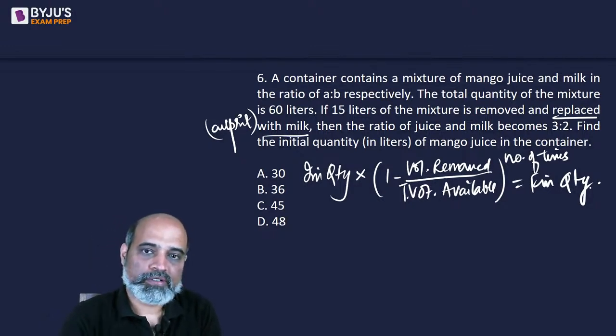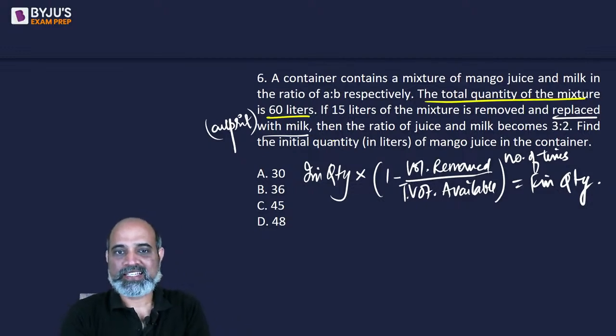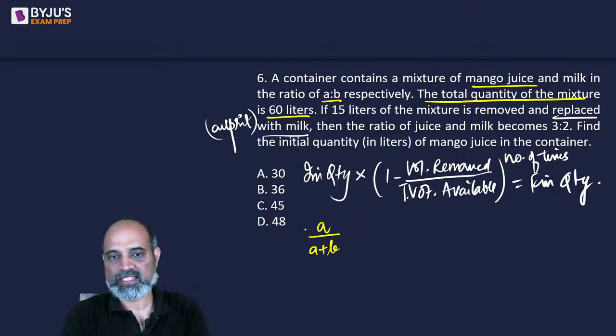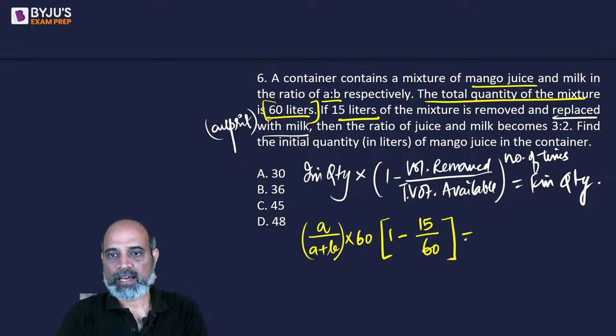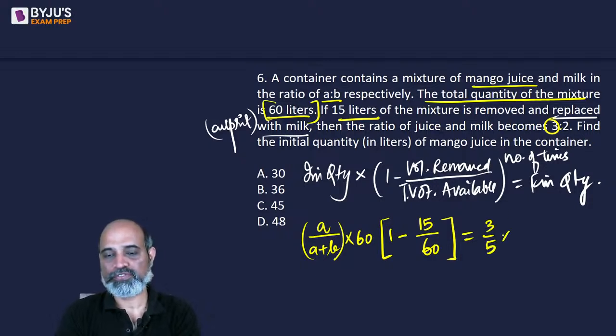So the total quantity of the mixture is 60 liters. And we had mango juice in the ratio A is to B. So can we say the initial quantity of mango juice was A by A plus B. This is the share of mango juice out of 60 liters. Out of this, the volume removed is 15 liters and the total volume was 60 liters. Now the quantity of mango juice becomes 3 out of 3 plus 2, that is 3/5 of 60.